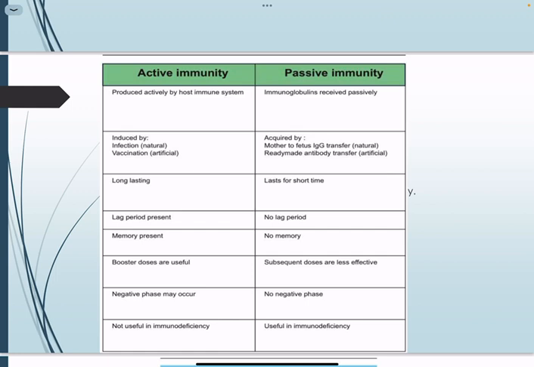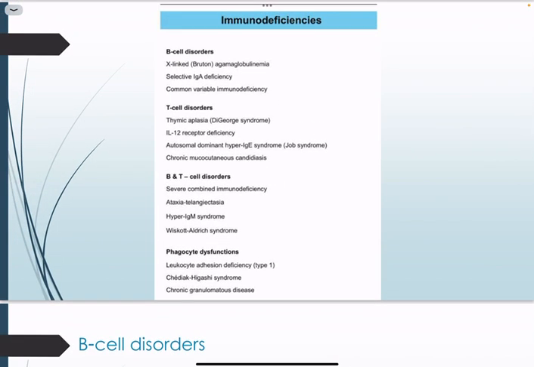Alright, so the common immune deficiencies that we're going to discuss and brief today are B-cell disorders like XLA or agammaglobulinemia, selective IgA deficiency, and common variable immune deficiency. This is for B-cell disorders. T-cell disorders include chronic thymic aplasia or DiGeorge syndrome, IL-12 receptor deficiency, autosomal dominant hyper-IgE syndrome, or what we call Job syndrome, and chronic mucocutaneous candidiasis. For combined B and T cell disorders, we have SCID, or severe combined immune deficiency. We've got ataxia-telangiectasia, hyper-IgM syndrome, and Wiskott-Aldrich. These are combined, so both arms are affected, but in different proportions. And we've got the phagocytic dysfunctions like leukocyte adhesion defect. We've got 3 types, but we're going to talk about type 1, which is the most common. Chediak-Higashi syndrome and chronic granulomatous disease, or CGD. Do the names ring any bell? Do they sound familiar?